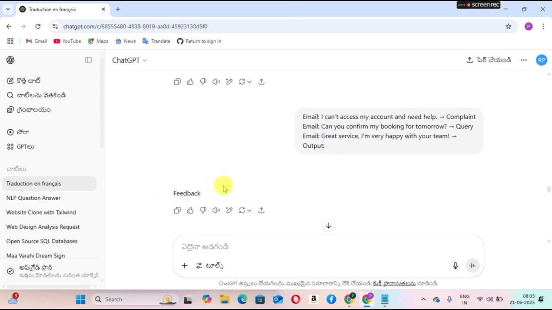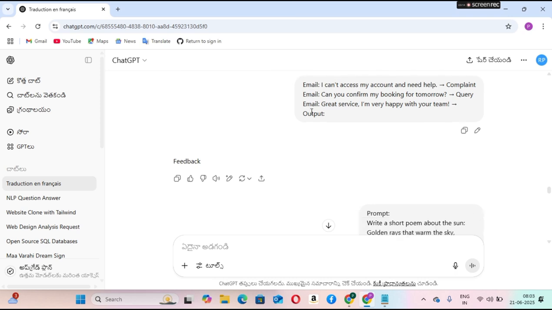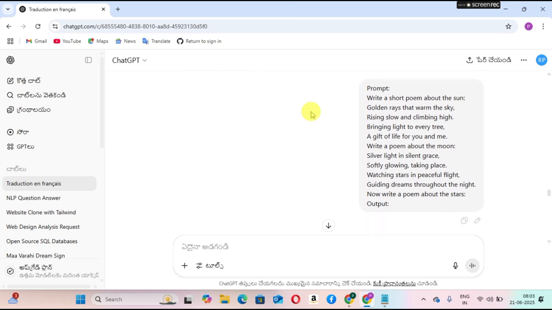So when you hit enter, it gives feedback, right? So the model learned from the examples that complaints are about problems, queries are questions, and feedback includes praise, right? So few shot prompting makes this task easier and more accurate.